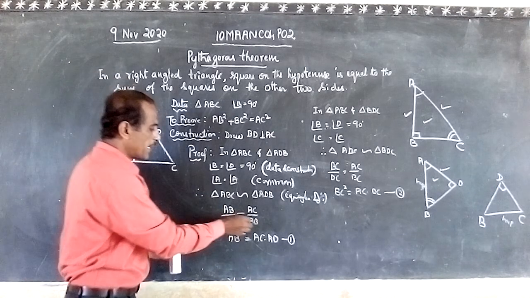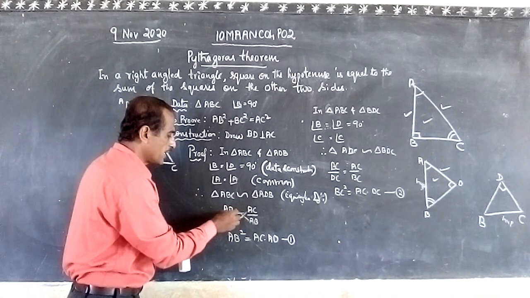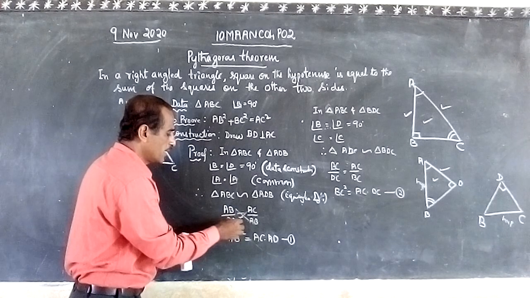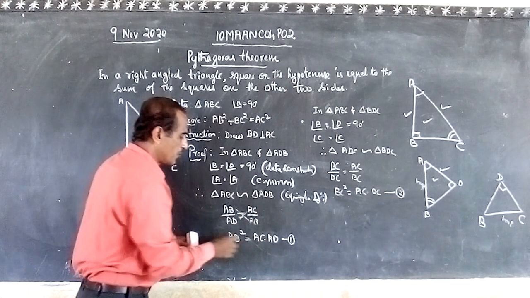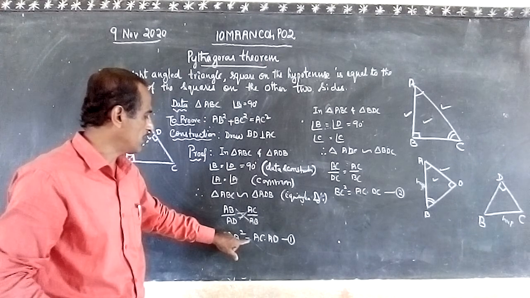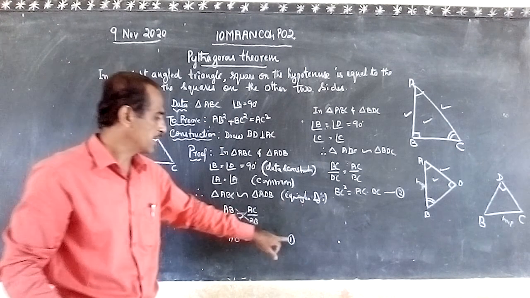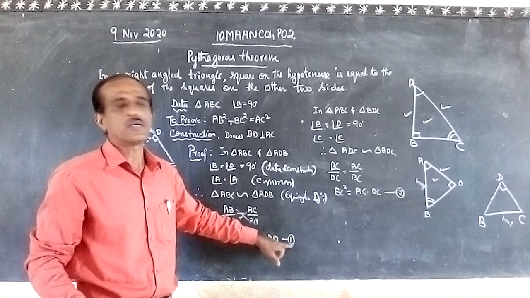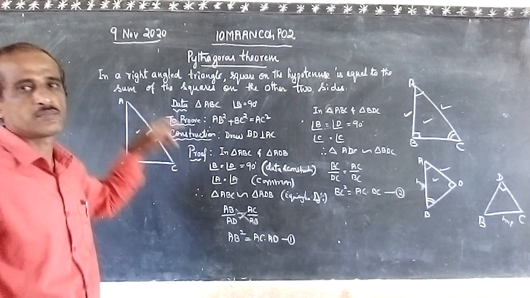Now cross multiply AB into AB. If you carry AB here, AB into AB, AB square. If you carry this AD here, AC into AD. So you can write AB square is equal to AC into AD. Correct? Take that one as equation 1. So this is the comparison of the original triangle and one of the parts.